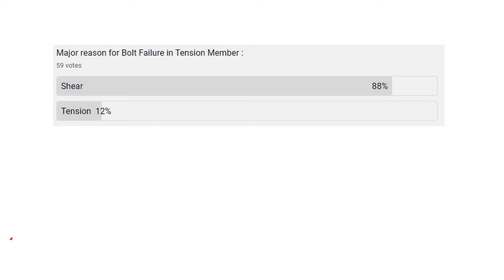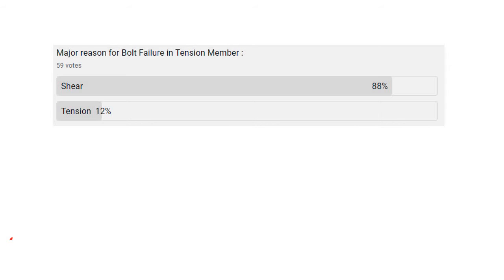Okay guys, in my last community post, I asked you what is the main reason for failure of any bolt that is being used in any tensile member. I think all of you are already aware that the major reason for failure of any bolt in a tension member is shear. Also, for those who don't know, because I got some votes in favor of tension also.